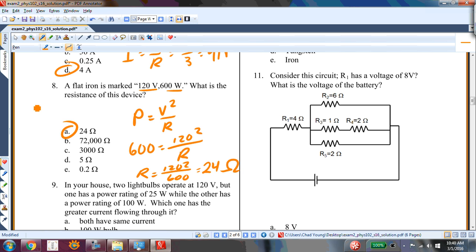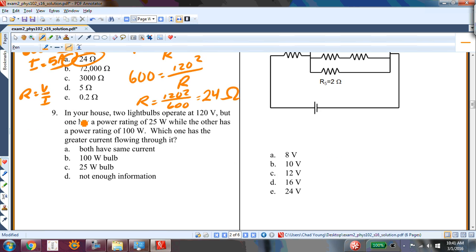Another way you could have done this, you recognize that P is equal to VI. I'm looking for the resistance, I'm sorry. I could have solved for the current here. Let's say 600 is equal to 120 times I. So I here is 5 amps. And then I determine the resistance. R is V over I. R is 120 divided by 5, which is going to be 24.